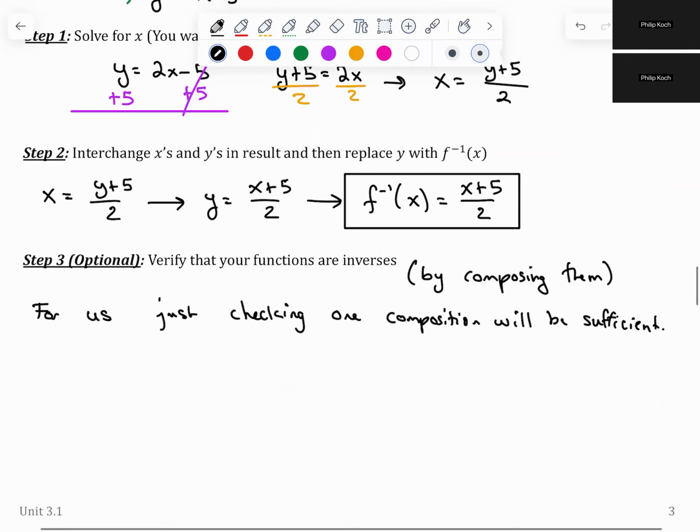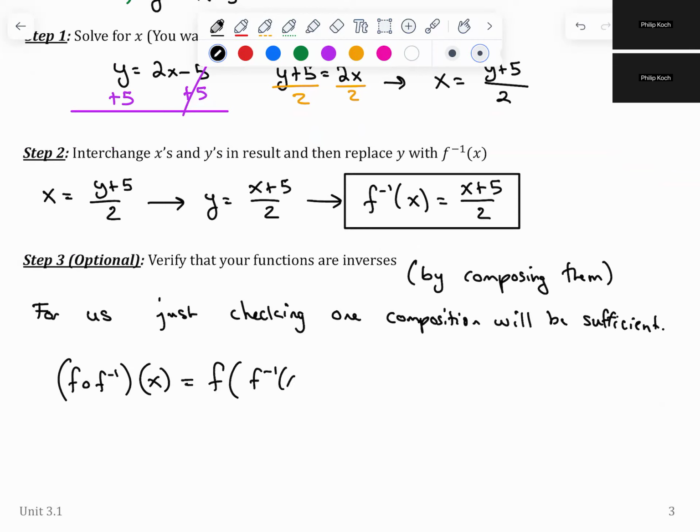So let's just go ahead and do that. We'll do F composed with F inverse, though you could do F inverse composed with F. So by definition, this is F of the quantity F inverse of X. F inverse we just found up above is X plus 5 over 2. So this is F of the quantity X plus 5 over 2.